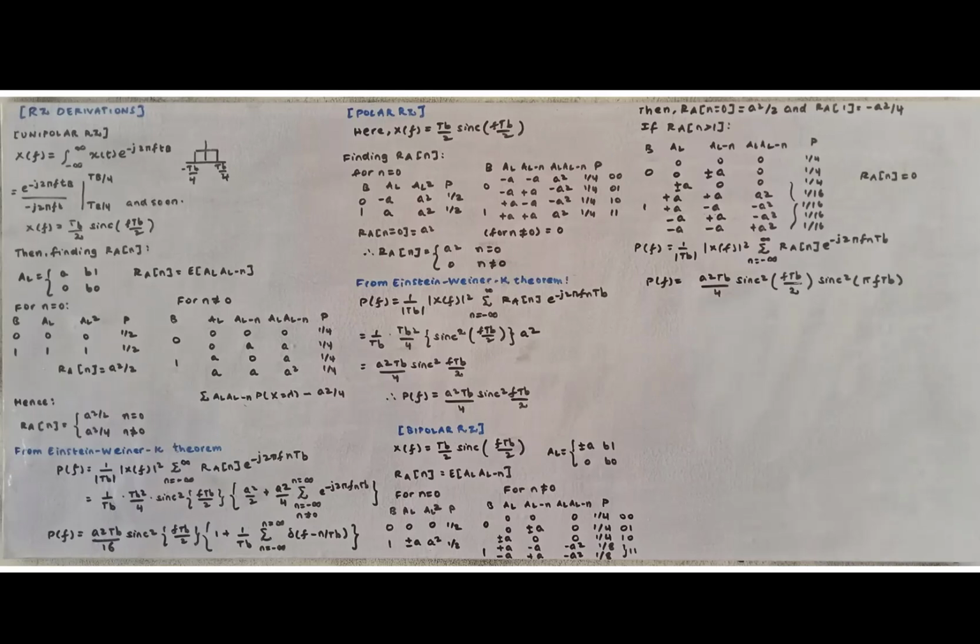For polar, you get A square TB by 4, sinc square of FTB by 2. For bipolar, you get A square TB by 4, sinc square of FTB by 2, sine square of pi FTB. Yeah, that's all for that module.